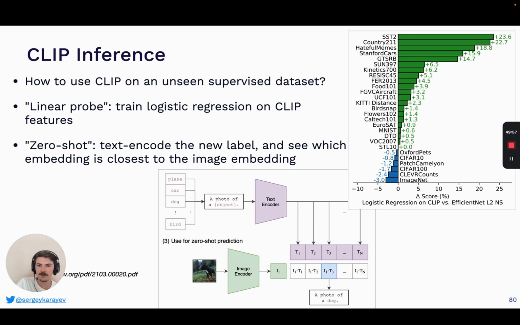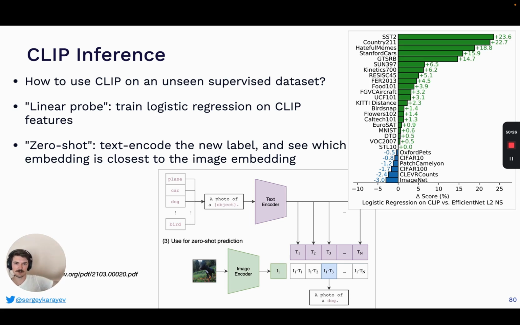You can also do it a slightly different way called zero shot. Let's say you're on a data set that has categories of objects like planes and cars and dogs. You would encode the image, then you would take all the labels in this data set and make each one a sentence. If you know that these are photos, you'd say a photo of a plane, that's one text, a photo of a car, that's another text, and so on.